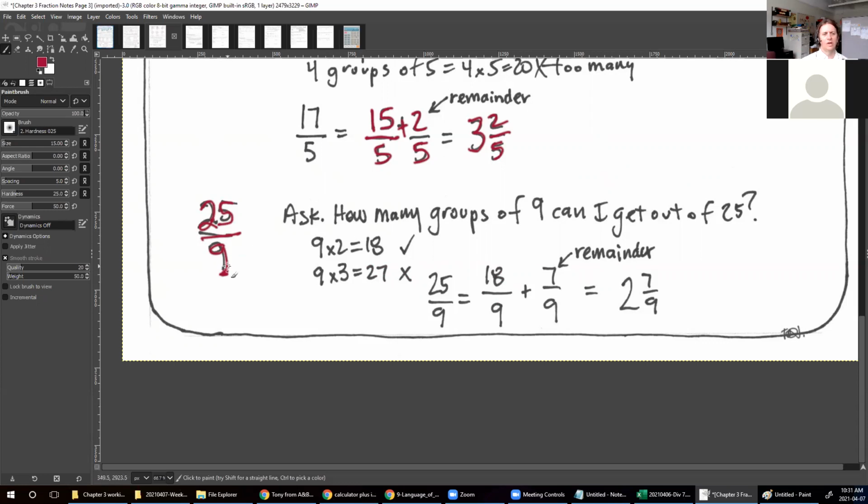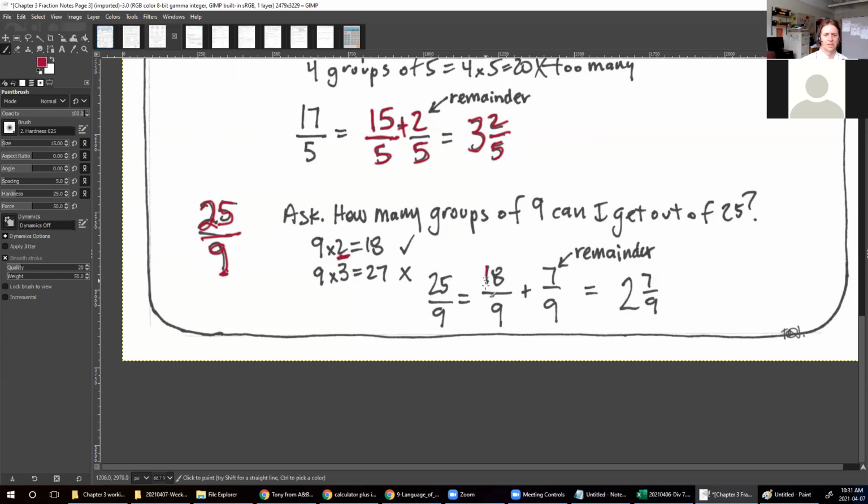So we could take one group of 9, which would be 9. We still have 16 left over, so we could probably take 2 groups. Let's try 2 groups is 18. Yeah, we can still do that. 3 groups would be 27, too many. So we have to stick with the 2 groups.